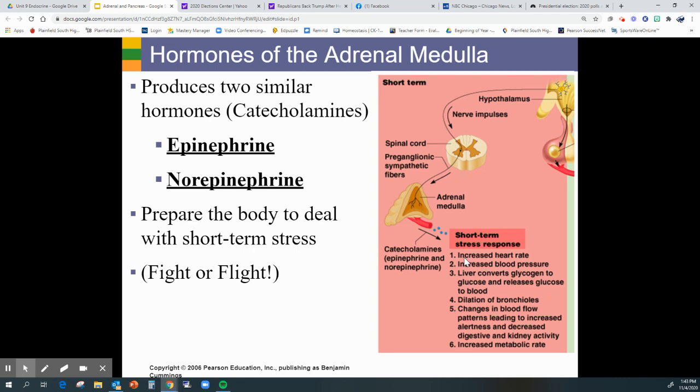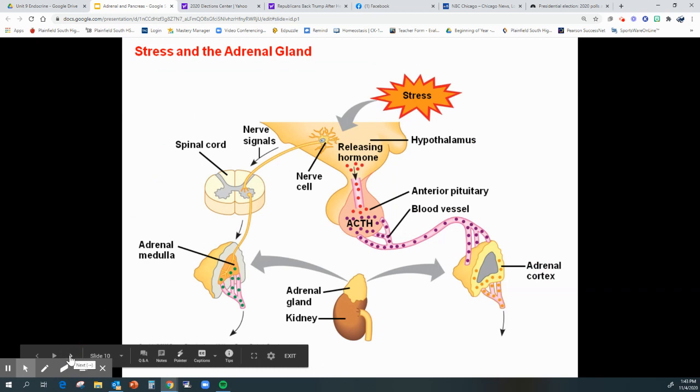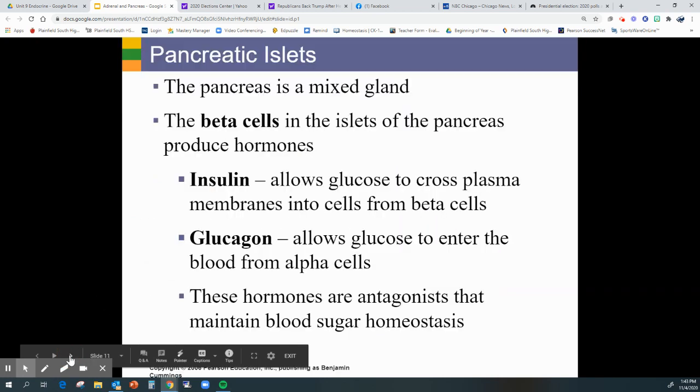So we're going to see an increase in heart rate, which will increase pressure. We're just beating faster, so we have more pressure in the system. The liver will actually start to convert glucagon back to glucose, because again, we need all this energy. We'll have a dilation of both bronchioles as well as dilation of blood vessels. It changes the blood flow patterning, so we have an increase in blood flow to alertness, and it also decreases the activity of both the kidneys as well as the digestive system. And then we have an increase in metabolic rate in this case.